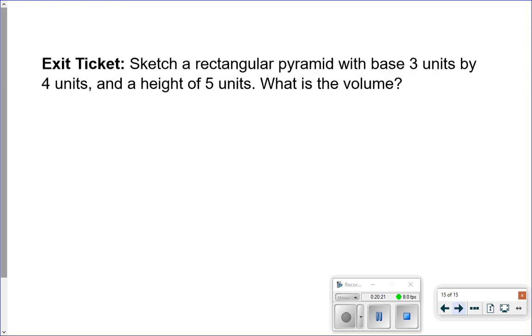All right, and this last problem here, it says sketch a rectangular pyramid with a base 3 units by 4 units and a height of 5 units. What is the volume? Go ahead and pause and try this one on your own.